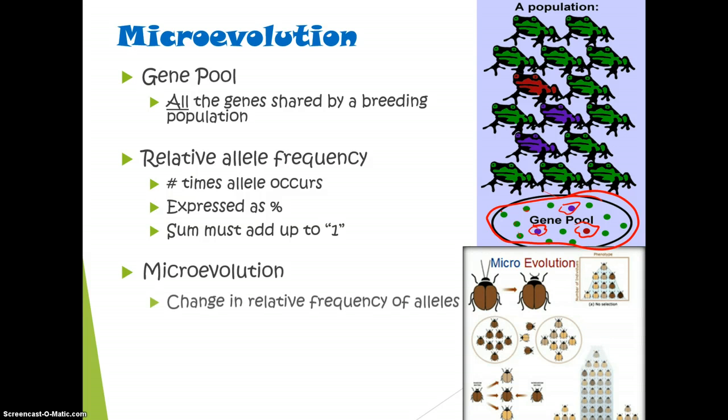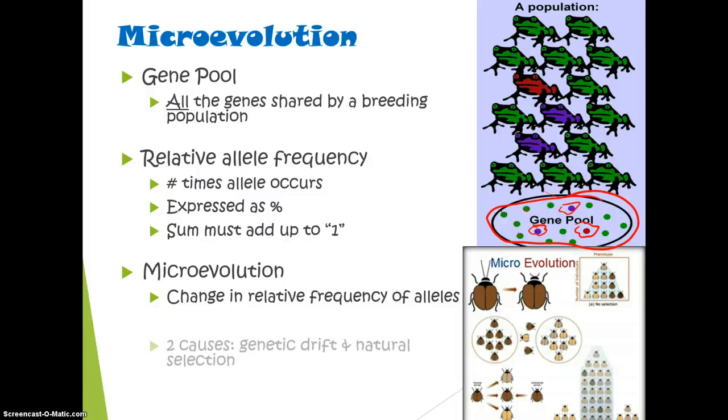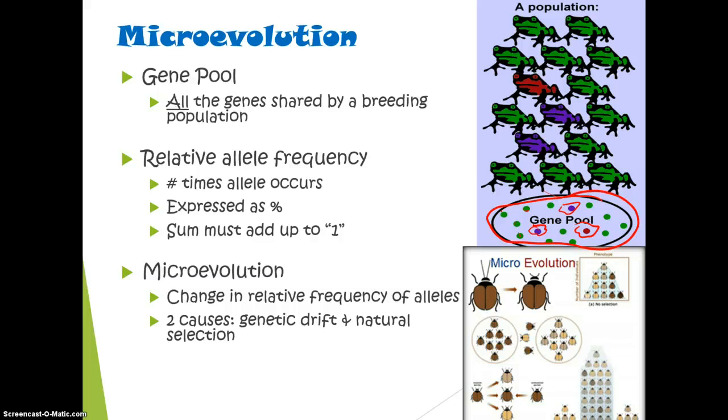Then microevolution, what is it? Microevolution is a change in relative frequency of alleles. So think of your butterflies. Some of you saw your greens were really successful, and so you had a change in the frequency of alleles from that 17% at the beginning to some of you being at 100% green butterflies at the end. That's a change in the frequency of alleles. It's microevolution. There are 2 causes: genetic drift and natural selection. In the lab we dealt with natural selection.